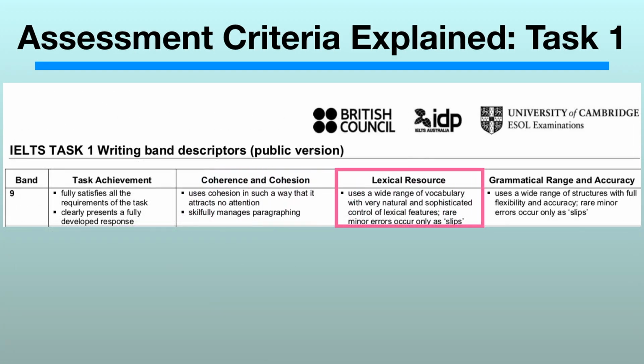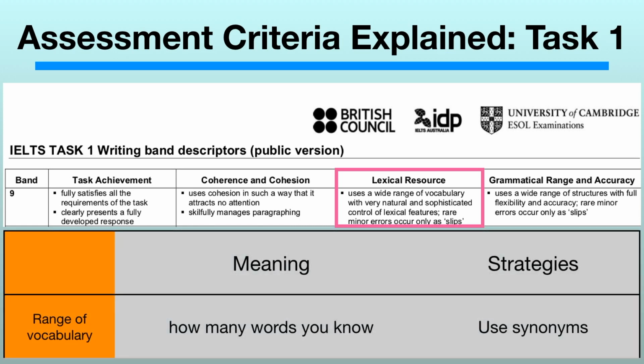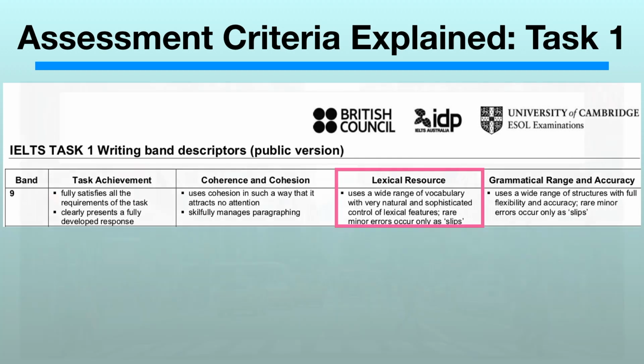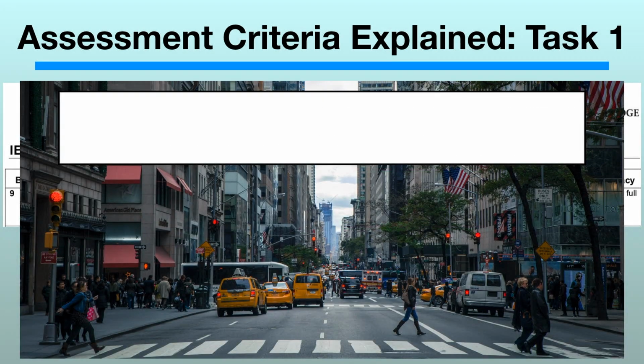The third criterion is lexical resource. It basically means how many words you know, your vocabulary size. One strategy to show your vocabulary range is to use synonyms, meaning words with similar meanings, in your writing. For example, if the writing task is on the topic of traffic, what words will you use to refer to the people on the street?